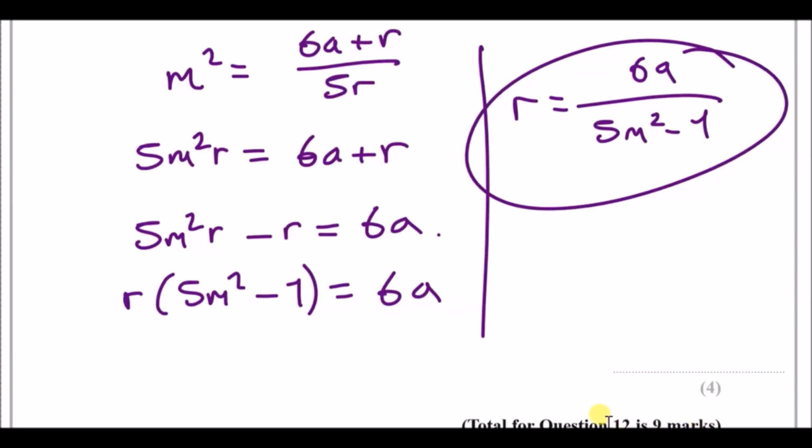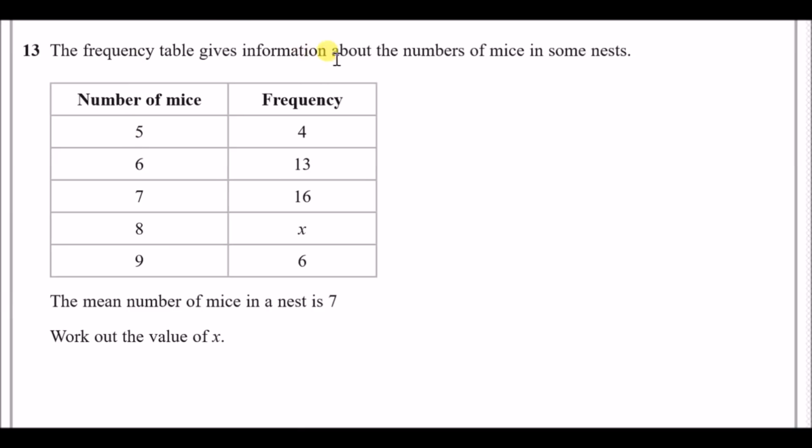I think we're done. So the frequency table gives information about the numbers of mice in some nests. On the left hand side we've got the number of mice, and frequency is basically how many times these occur. For the first column, the number of mice is 5, and this occurs 4 times. Collectively that's 5 times 4, so 20 mice altogether in the first column, and so on. At the bottom, the mean number of mice in a nest is 7. Work out the value of x.